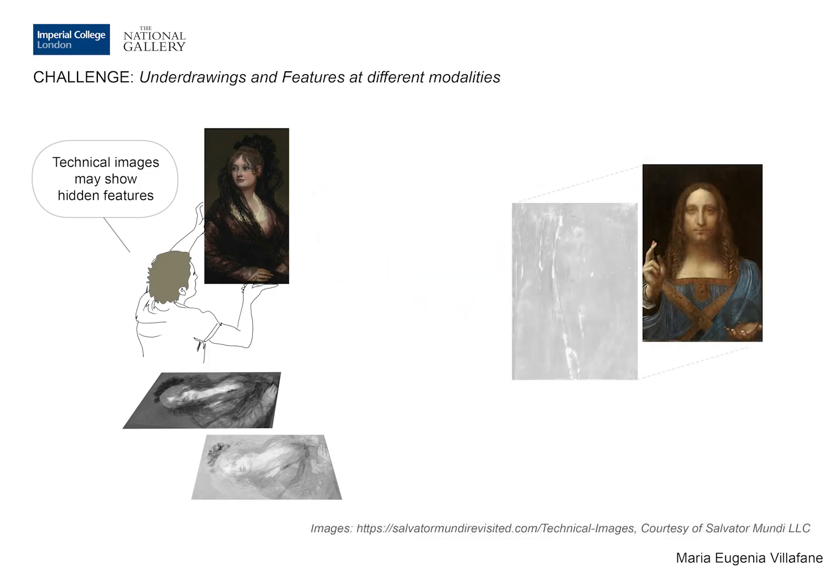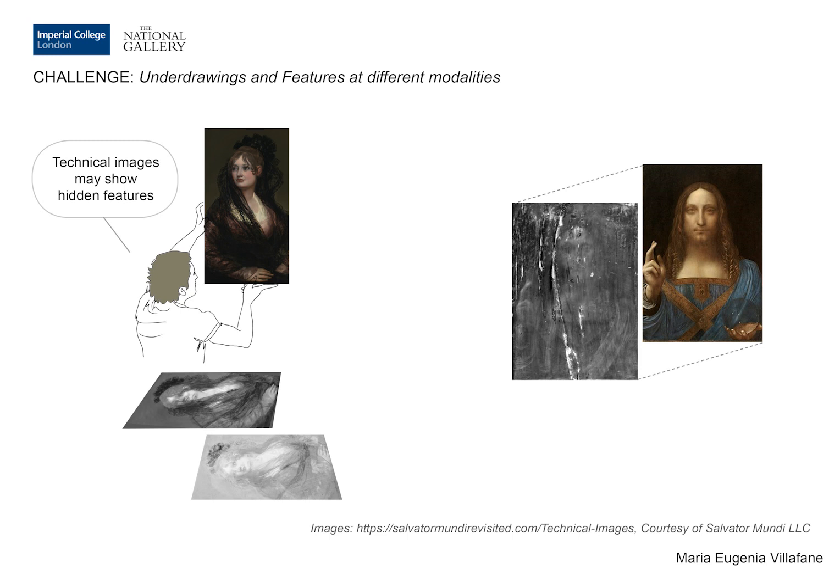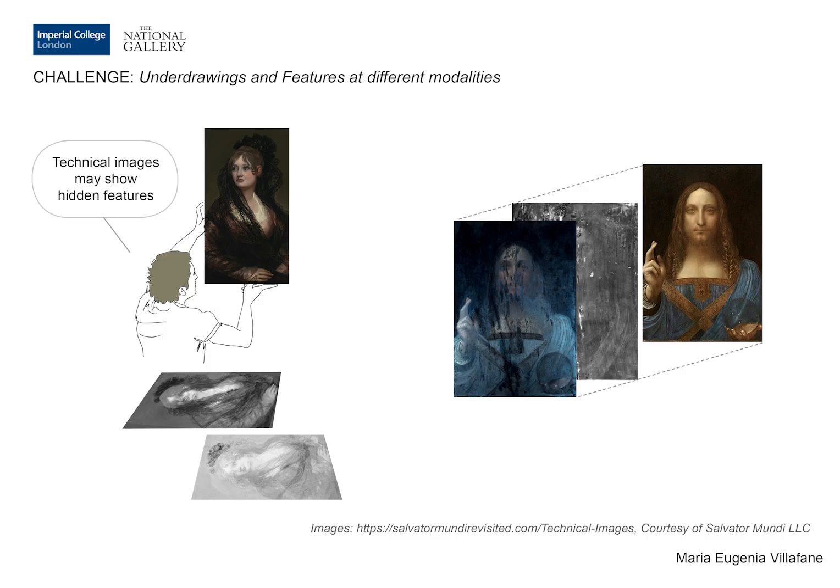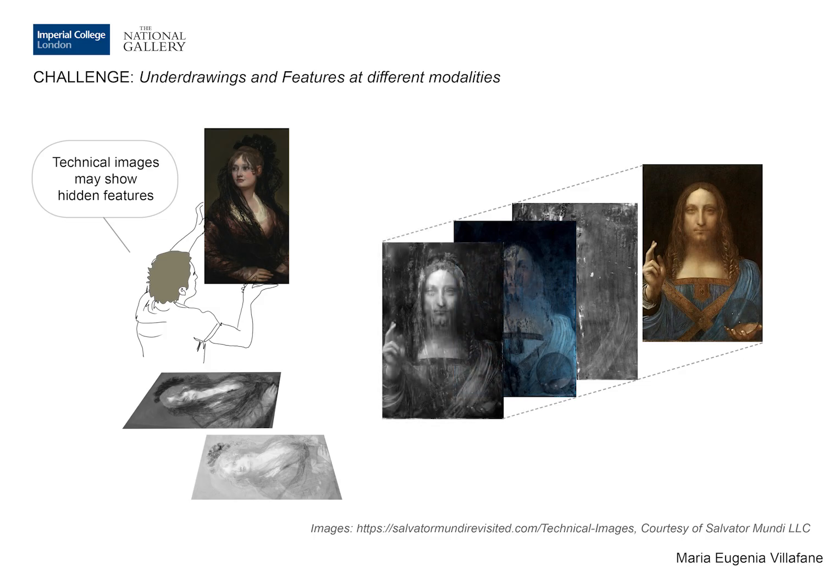For example, infrared scans will highlight features painted with organic dark pigments, whereas X-ray scans will highlight features painted with lead white. Thus, the images obtained with different modalities will differ in their illumination levels as well as in the features they show.